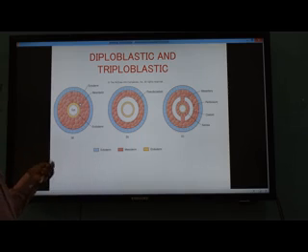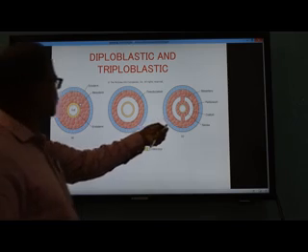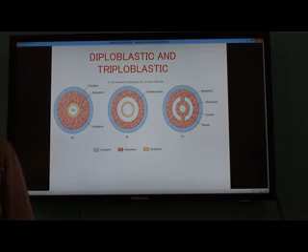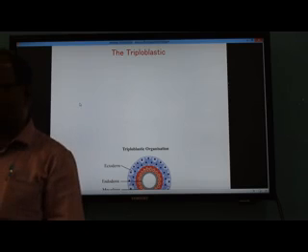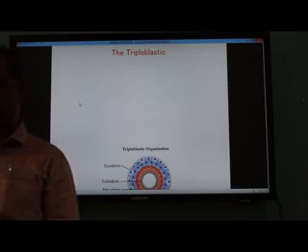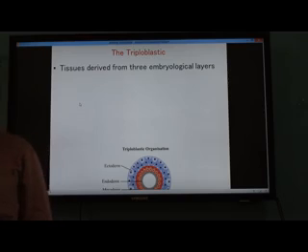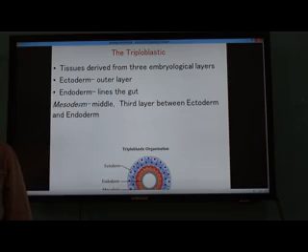The first one is the ectoderm layer source. The second one is the mesoderm layer source, and the third one is the endoderm layer source. The yellow, red and blue colors show the embryonic layers. Now let us go to the triploblastic structures. Here tissues are derived from three embryonic layers. The ectoderm is the outer layer. The endoderm lines the inner gut.